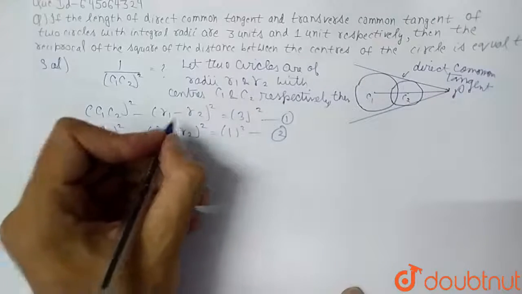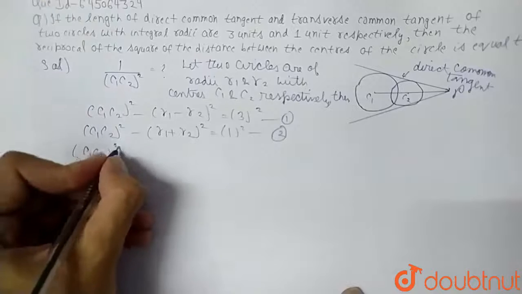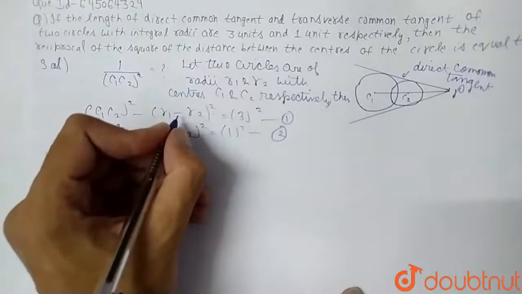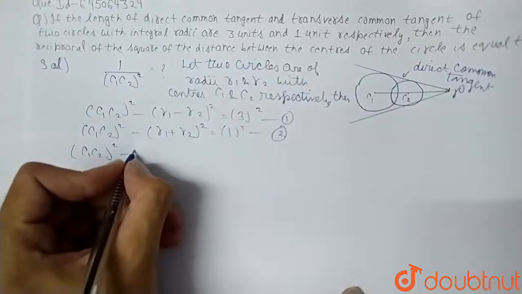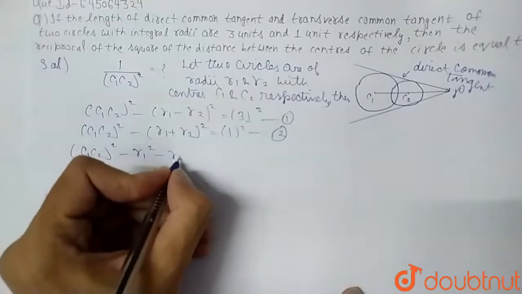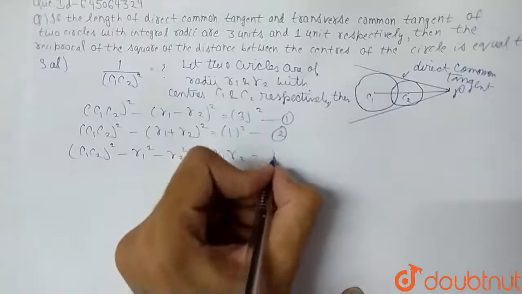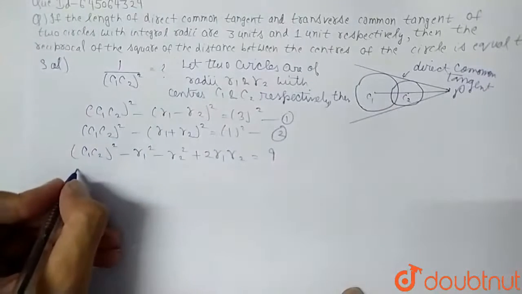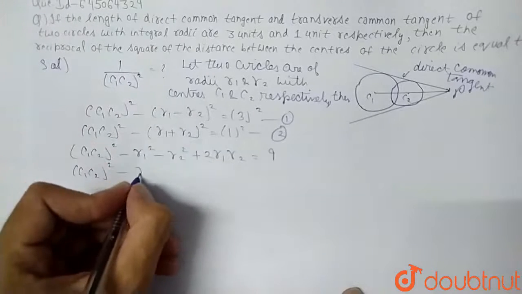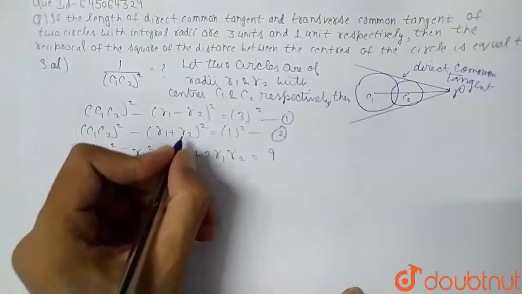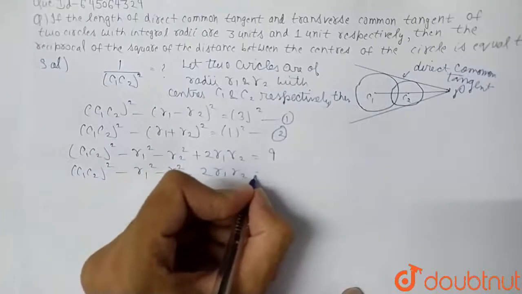Now we open these two equations. The first is C1C2 whole square as it is, minus (R1 minus R2) whole square. This is (A minus B) whole square, so A square plus B square minus 2AB, giving minus R1 square minus R2 square plus 2R1R2, equal to 3 square, which is 9. Now opening the second: C1C2 whole square as it is, and (A plus B) whole square is A square plus B square plus 2AB, so minus R1 square minus R2 square minus 2R1R2, equal to 1.